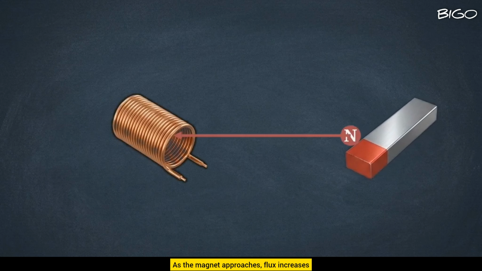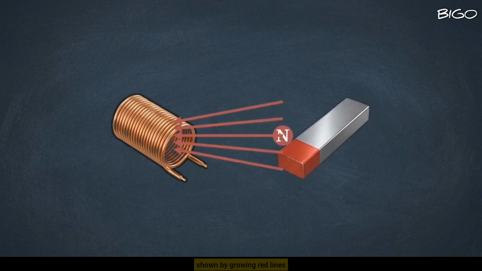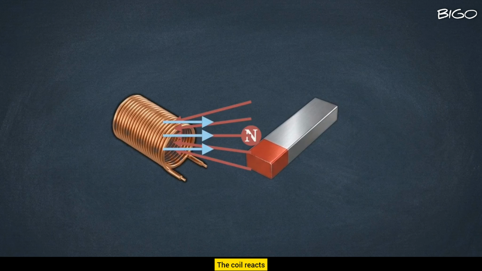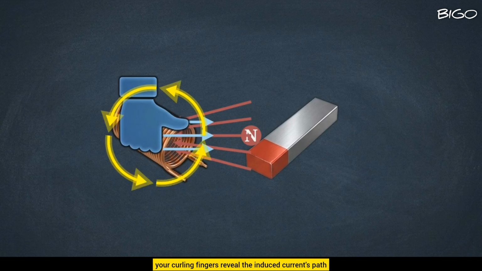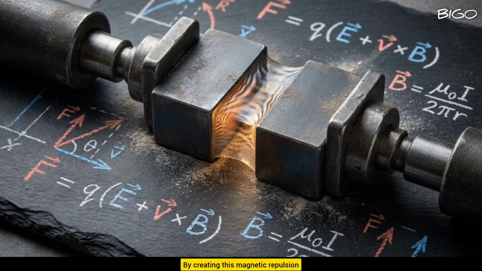As the magnet approaches, flux increases, shown by growing red lines. The coil reacts, generating an opposing north pole, these blue lines. By pointing your right thumb away from the magnet, your curling fingers reveal the induced current's path, maintaining this defensive field. By creating this magnetic repulsion, the system is physically attempting to stop the increase in flux.